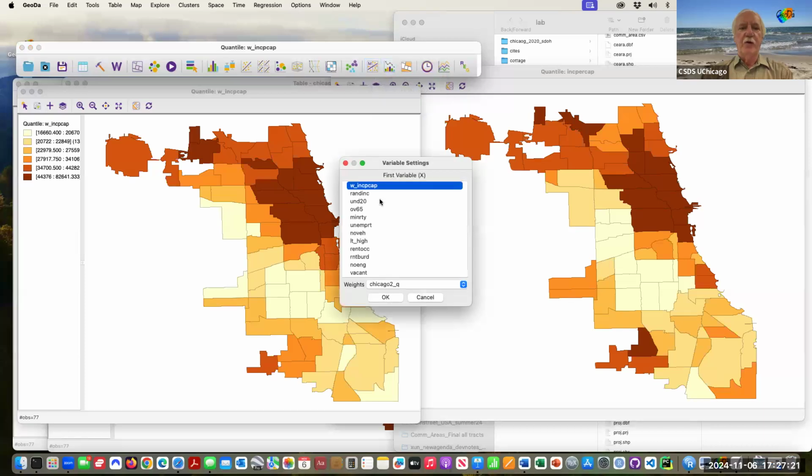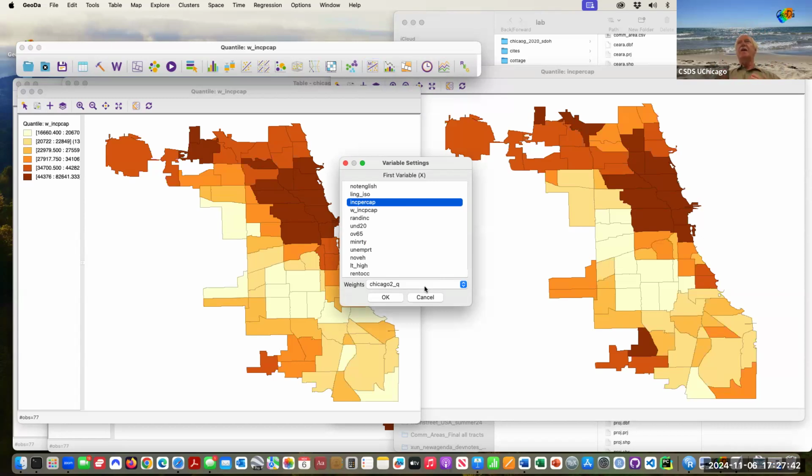Okay. So not W income, but income per capita. That's the variable. We make sure that we have the weights. So what's going to happen now? As it turns out, this is an algebraic result.